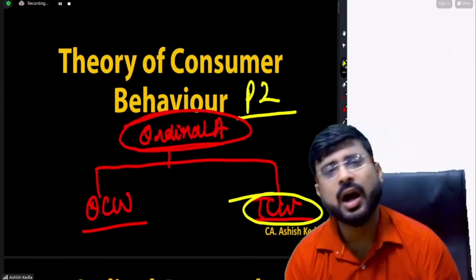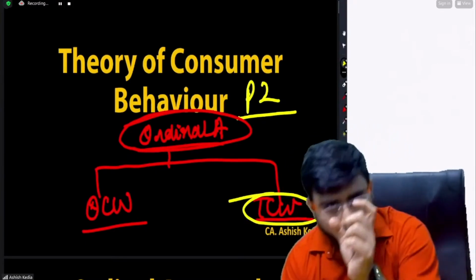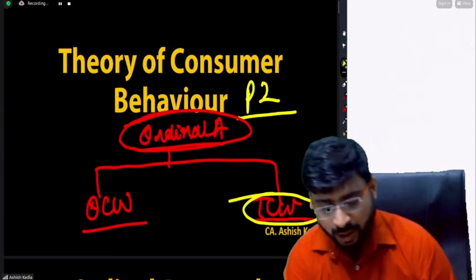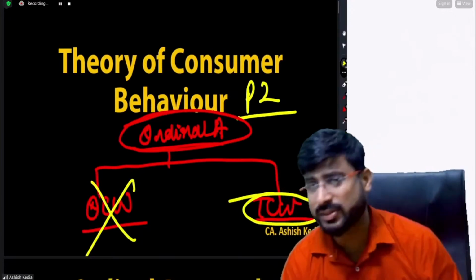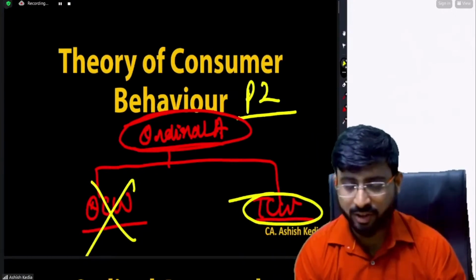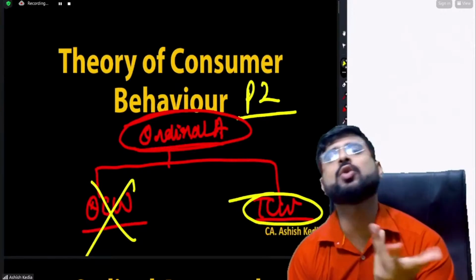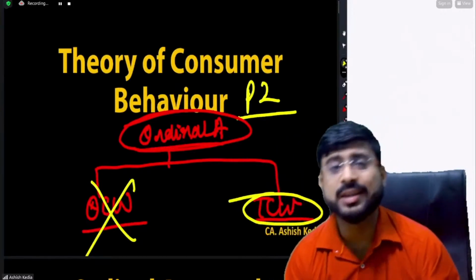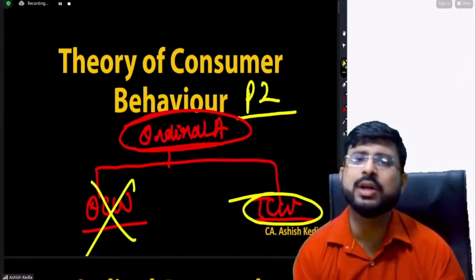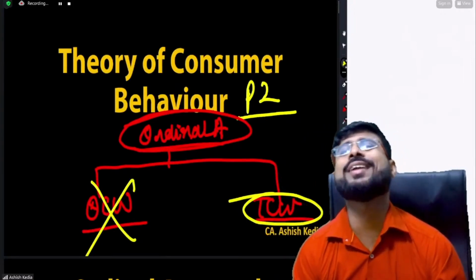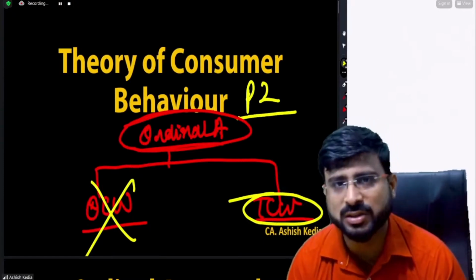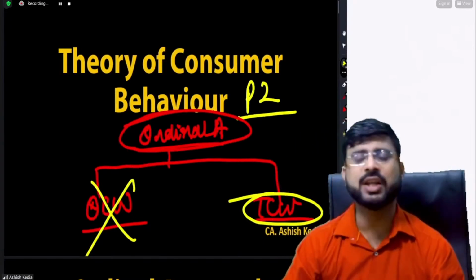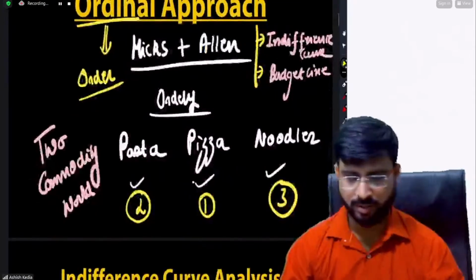Two commodity world. Try and understand: if you want to arrange something as per your preference, for your preference to work, there should be at least two commodities. That is why in ordinal approach, there is nothing called one commodity world. It is all about two commodity world only. There is nothing here called one commodity world. I hope it's crystal clear, everyone. Very, very good.